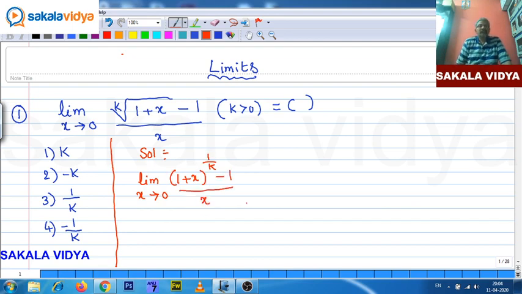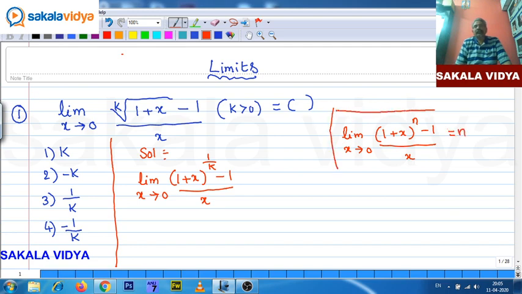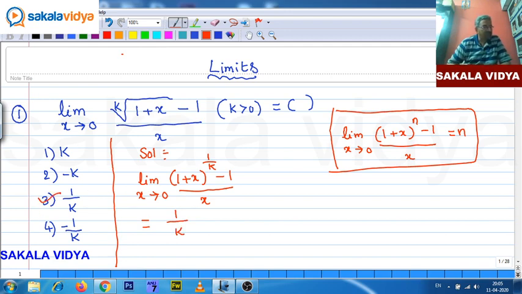Now, yesterday we have studied one formula: limit x tends to 0, this 1 plus x whole to the power of n minus 1 by x equal to n. You remember this formula. With the help of this formula, here the answer we can write 1 by k. Yes, absolutely correct. 1 by k is the right option, third option.